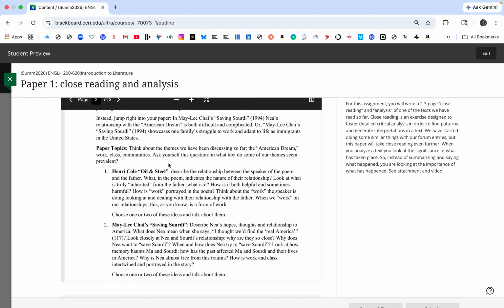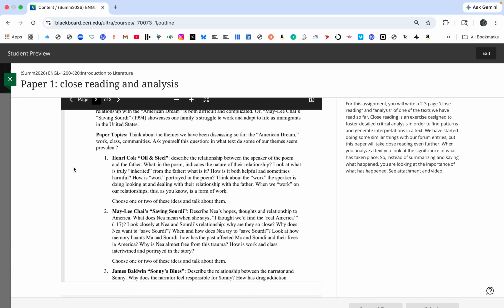Mentioning a few points you're talking about, and the last sentence is going to be a thesis that you're focusing on. Think about the themes we have been discussing so far, the American dream, working-class communities. Ask yourself this question: in what texts do some of our themes seem prevalent?